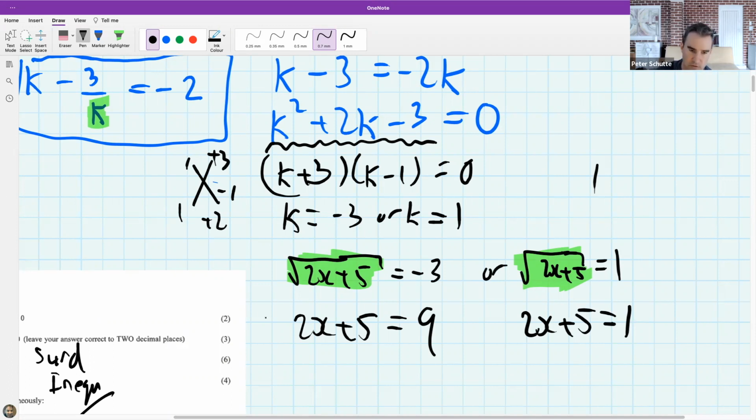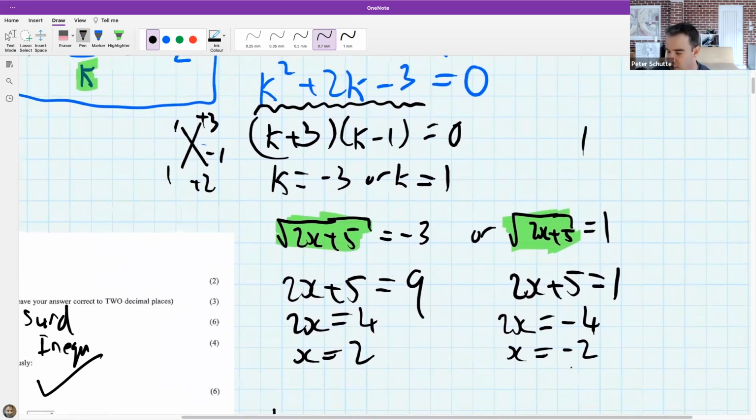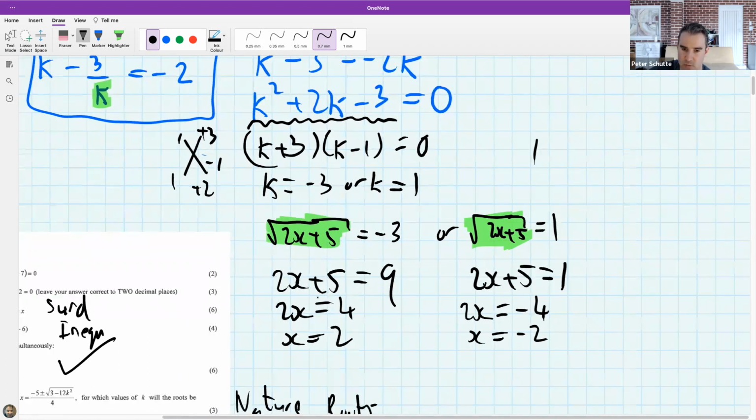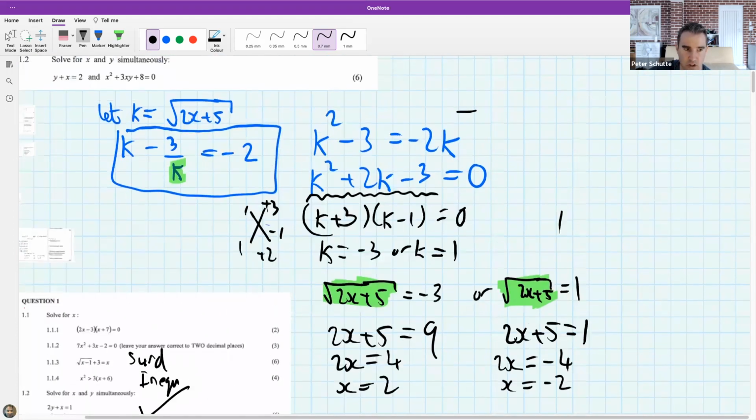I see a couple of answers coming through. So if I take away 5 from both sides, I get 4, and then x is 2. And then on this side, 2x is minus 4, and then divided by 2. Okay, now we are not actually done. The two possible answers are 2 and minus 2. But in order to know that these are answers with a surd equation, we have to do one more thing. What is the final thing that we need to do in a surd equation?